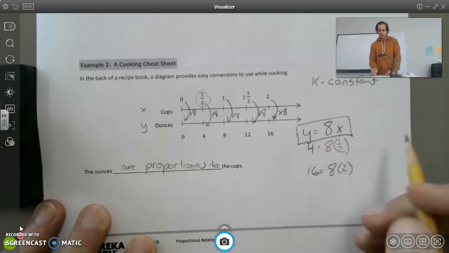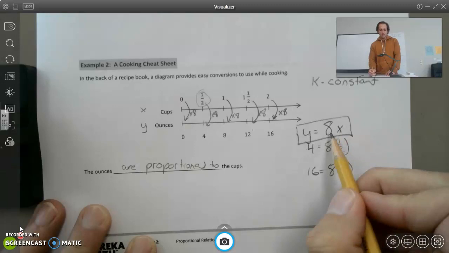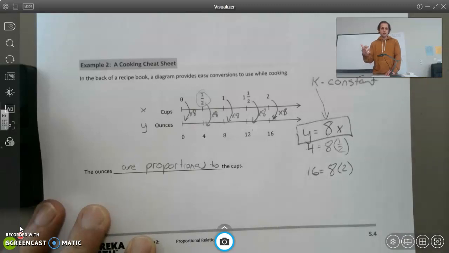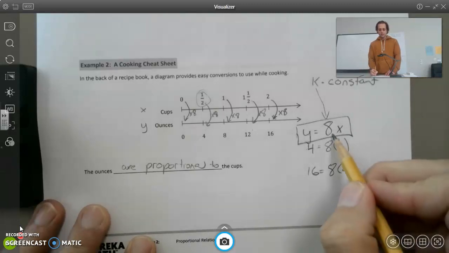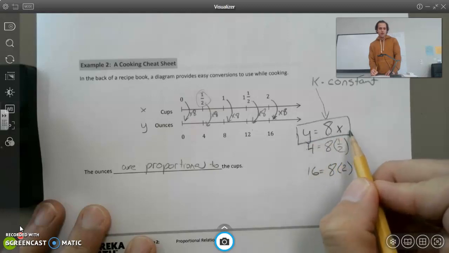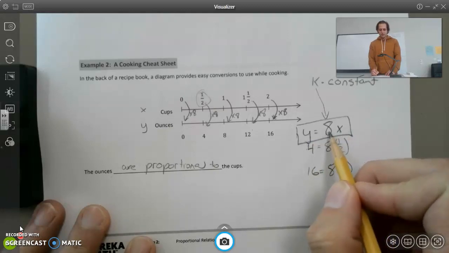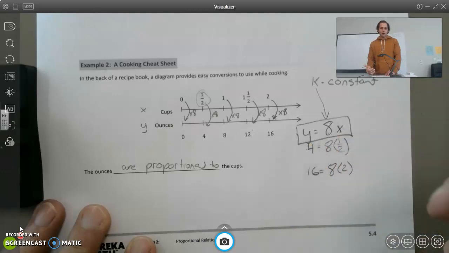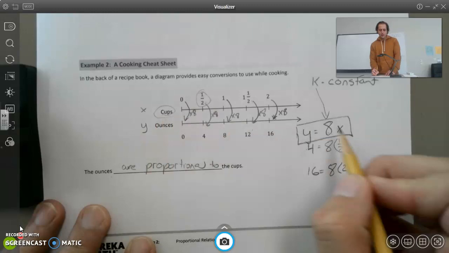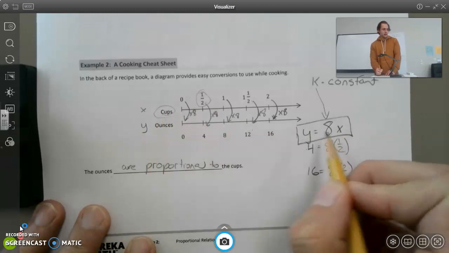So this is going to be the relationship that we create when we have a proportional relationship. There is some constant, we'll call it k, but it's actually going to have a value. When I multiply my x times that constant, I'm going to get my y. Or when I multiply my first variable by this number, I'm going to get my second variable.